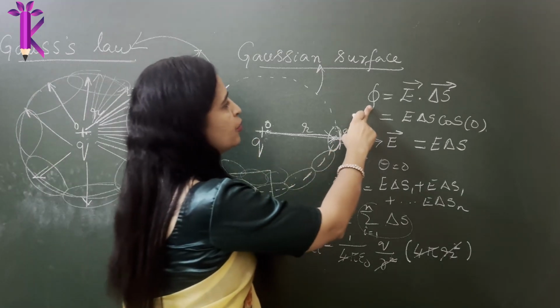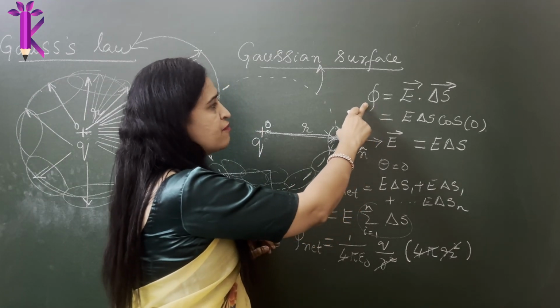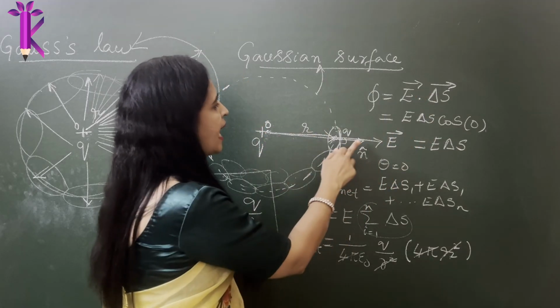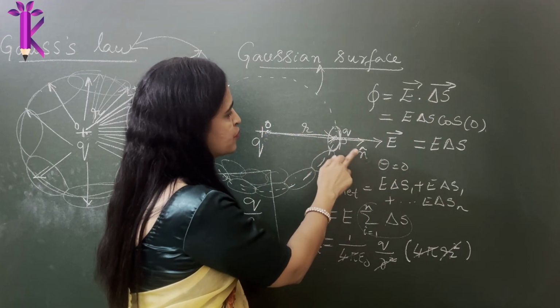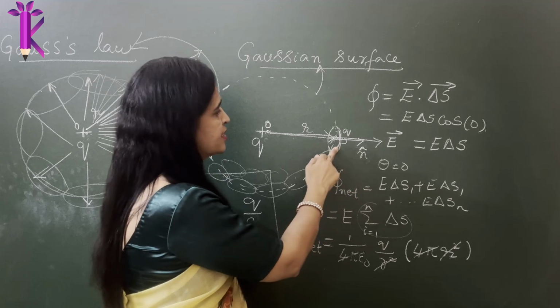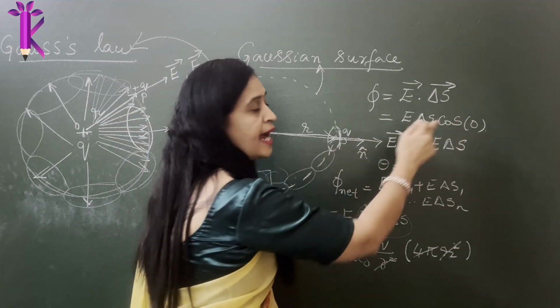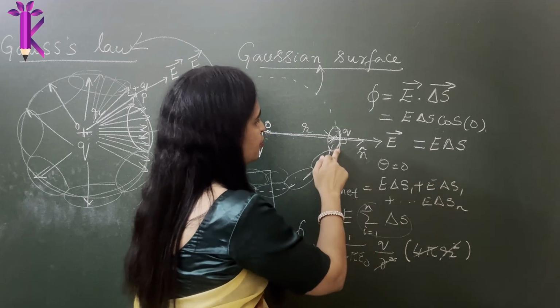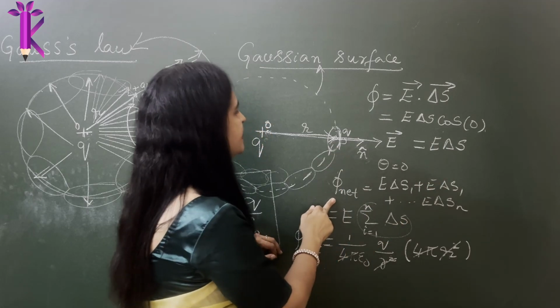And what else did we do? We knew that by definition flux is equal to the dot product of electric field and the surface area. The angle that the electric field makes with the normal to the surface area is 0. They are parallel to each other, so cos 0 is 1, so maximum flux flows through this. So what will be the net electric flux?